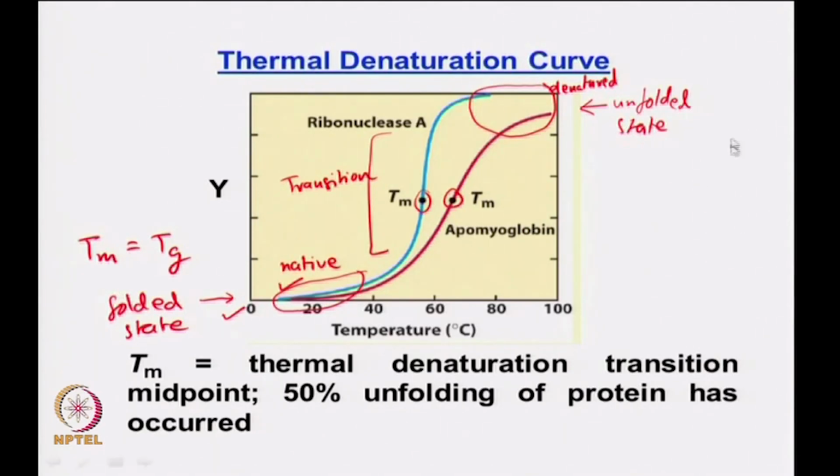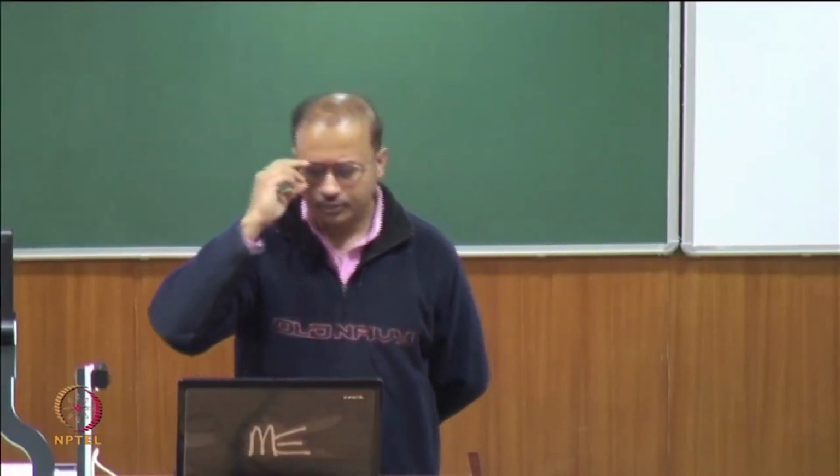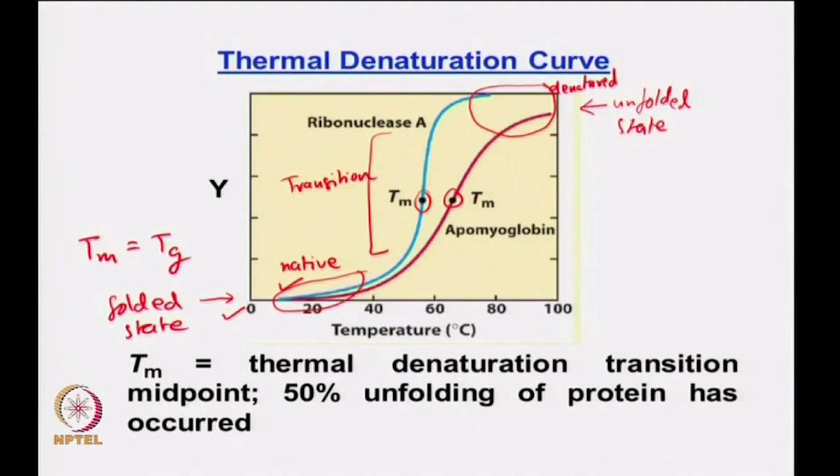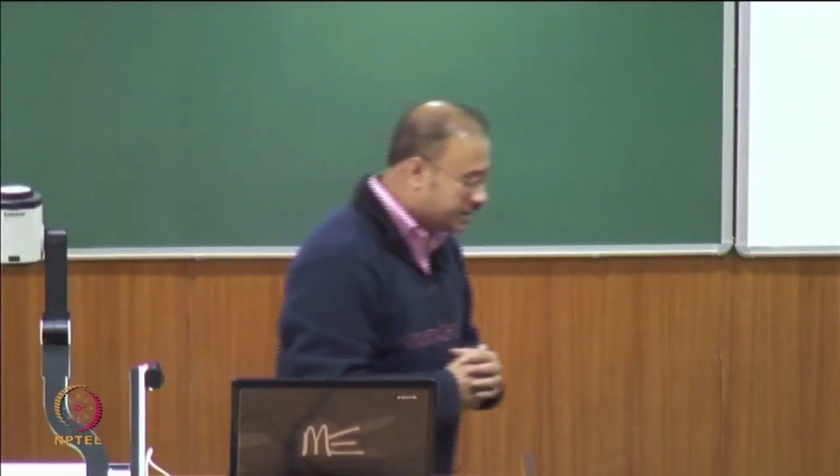So, we are looking at two different proteins, ribonuclease and apomyoglobin. Y is an observable. Now, what do you mean by an observable? Y is a signal which you observe. That means you take a protein in a container, say in your sample cuvette, and you change the temperature, increasing it, and the effect of this temperature change is registered by some observable, by some signal, and that is what Y is.